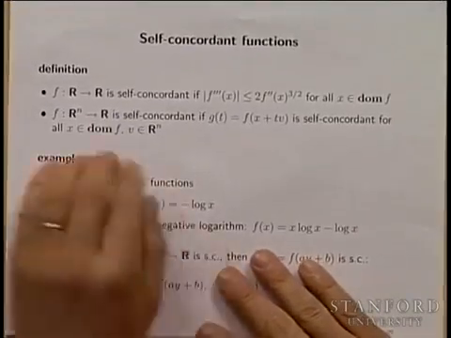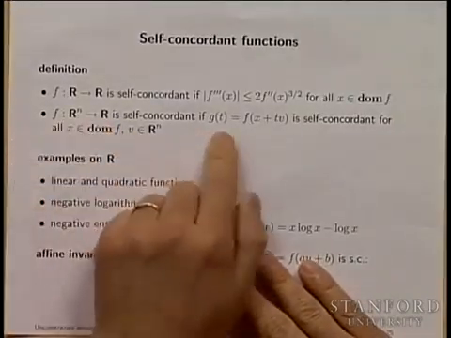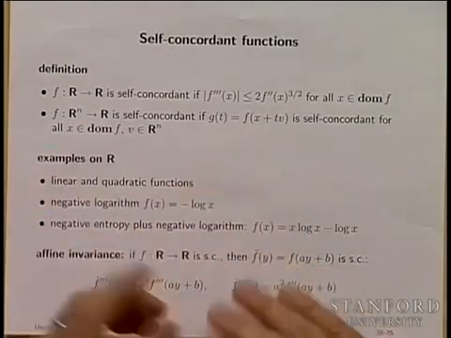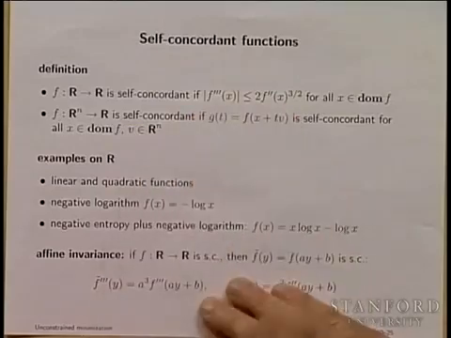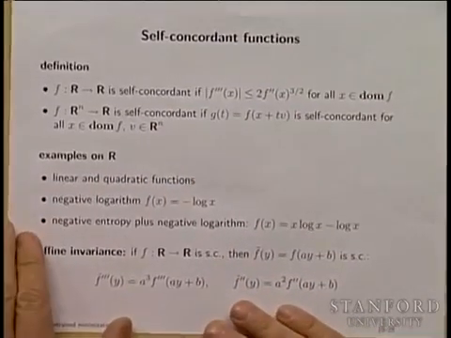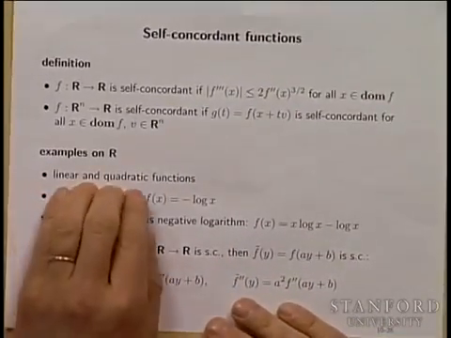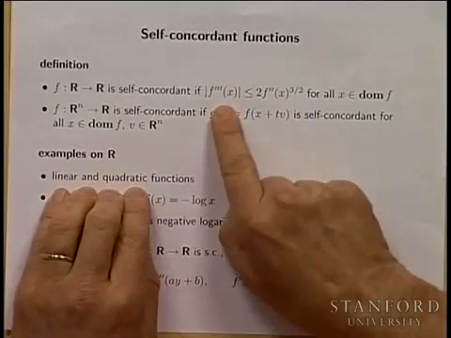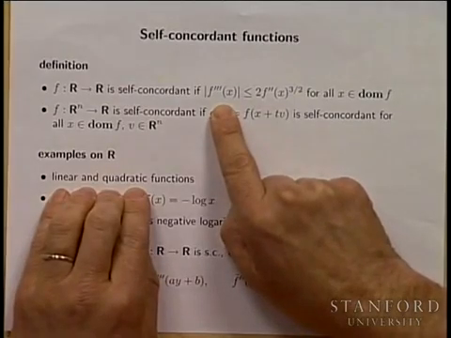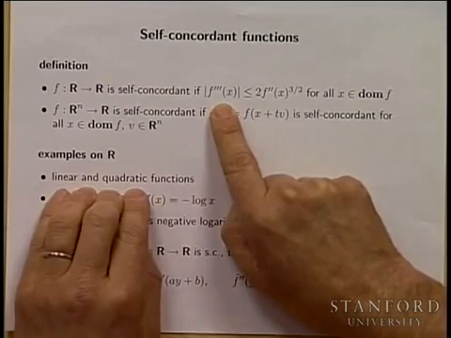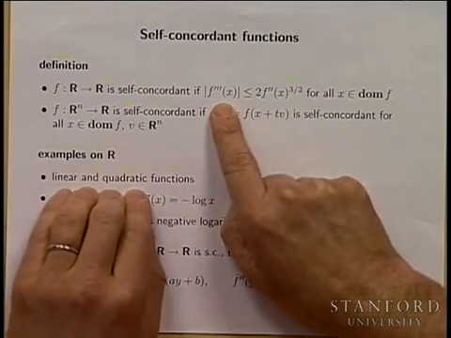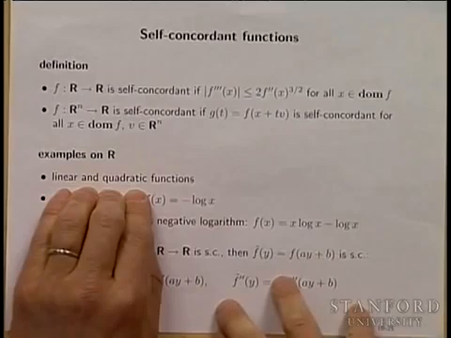Then you say that a function on R^n is self-concordant if it's self-concordant when restricted to any line. So that's what this means. Okay, so let's look at some examples. Linear and quadratic are easy. Everyone agrees linear and quadratic functions are very well suited to Newton's method. Actually, linear less so because Newton's method fails instantly. But quadratic, everyone agrees that's perfect because the third derivative is 0.